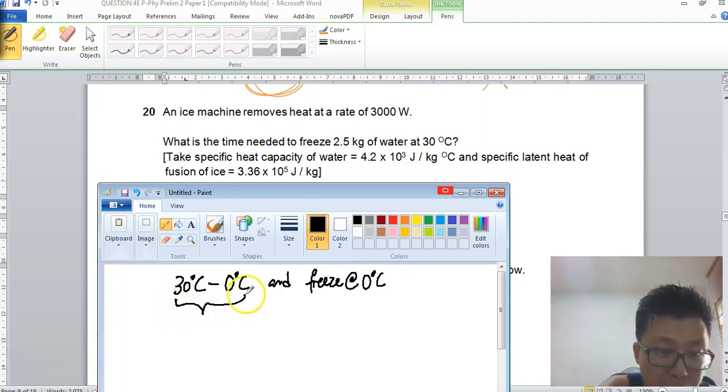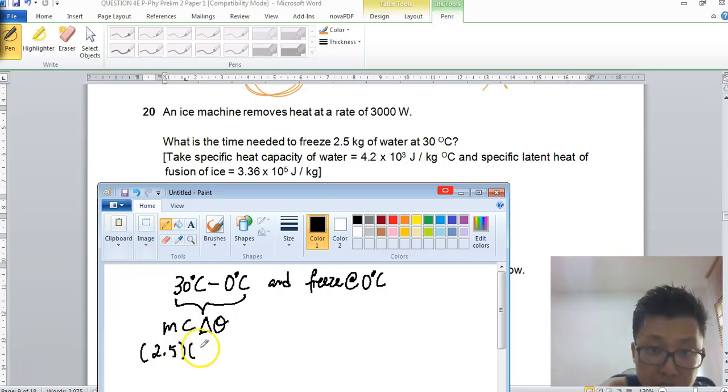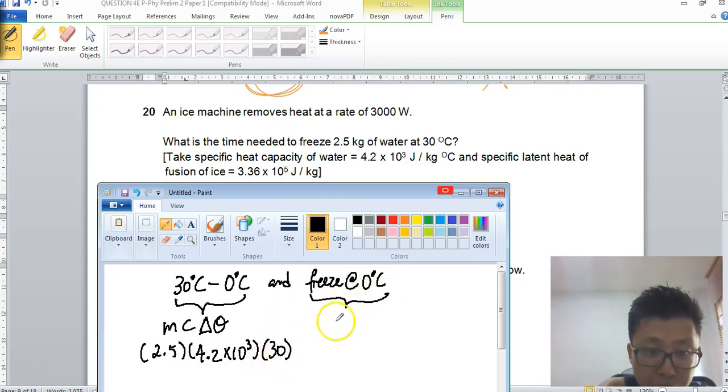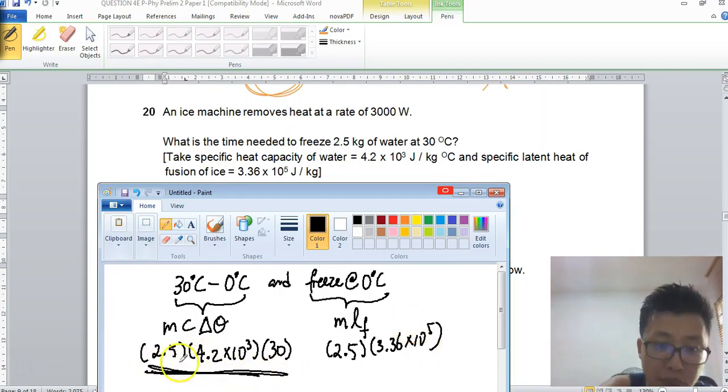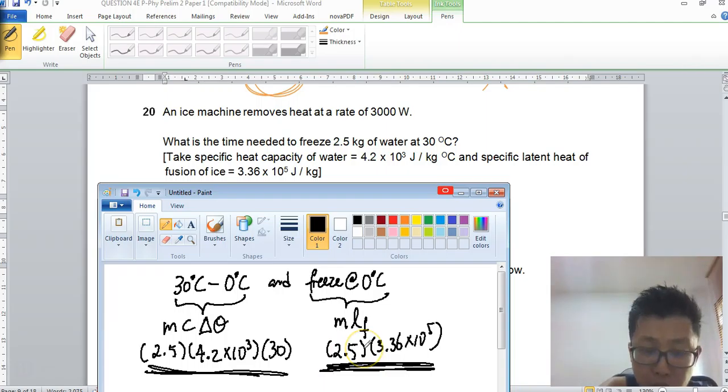To find out the amount of heat to remove in order to bring down the temperature from 30 to 0 degrees, you use mcΔθ. So the m is given, the c is also given, and you can calculate the difference in temperature, which is 30. And down here, to freeze it, you should use the latent heat of fusion multiplied by the mass. So the mass is the same. Latent heat of fusion is 3.36 times 10 to the power 5. So work these two numbers out, sum them up. That will be the total amount of heat you need to remove.